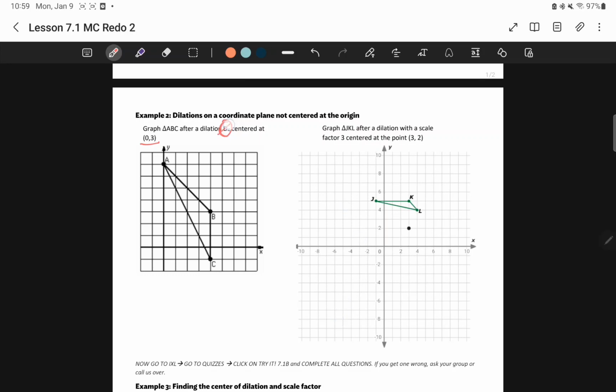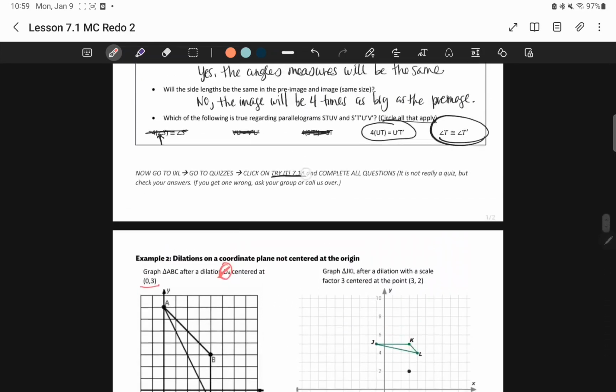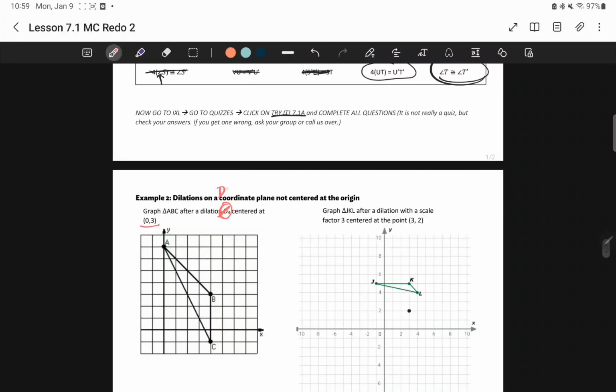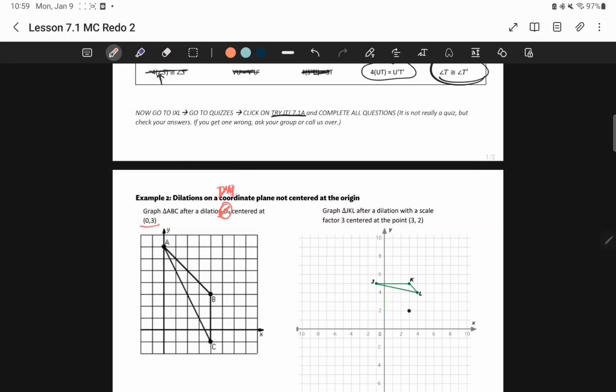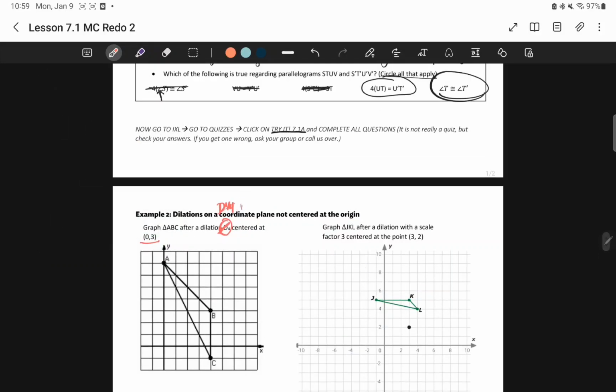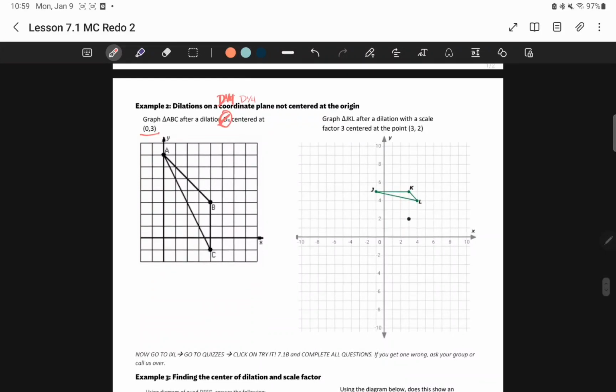And this is not correct, and I'll change it for yours. This should be dilate by a 4th. So we should be dilating by a 4th, centered at 0, 3. When we're dilating by a 4th, that means we're making it 4 times as small as our original image. So when it's centered at something not the origin, the first thing you have to do is plot your center.